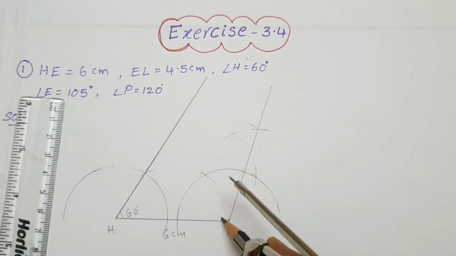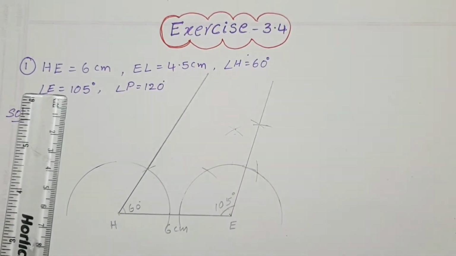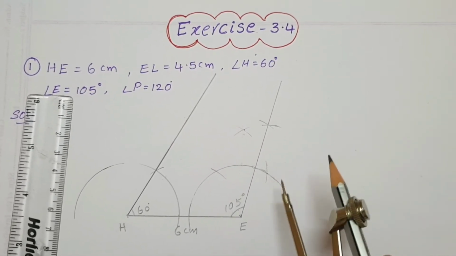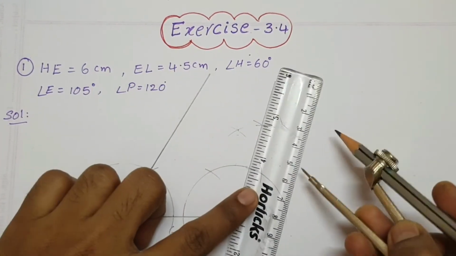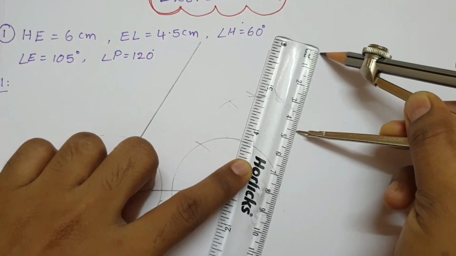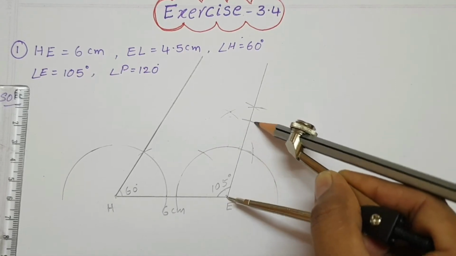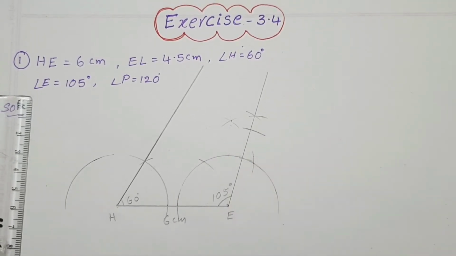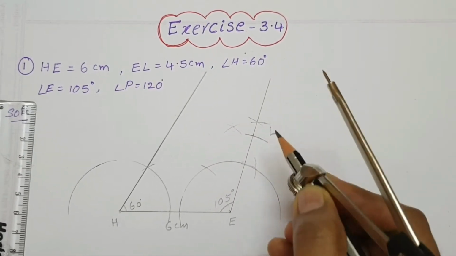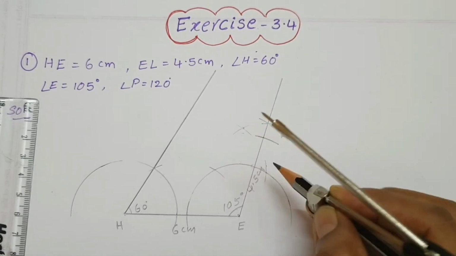This is 105 degrees. Again here, EL, 4.5 centimeters. Take with scale measurement 4.5 centimeters. With E as center, 4.5. This is L. This point is L. This total length, 4.5 centimeters.